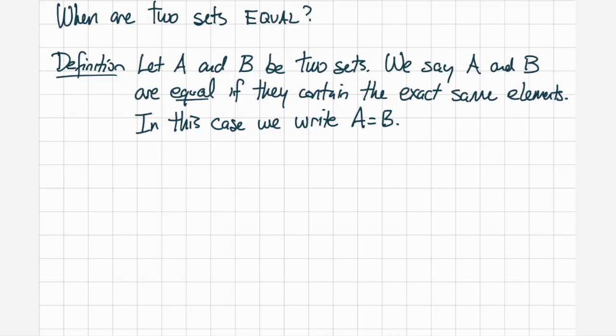Hi, welcome back. This is a video about equality and containment. We're going to ask the question, when are two sets equal? Let's make a definition. Let A and B be two sets. We say that A and B are equal if they contain the exact same elements. If that's the case, we're going to write A is equal to B.